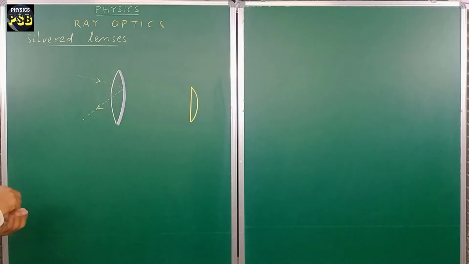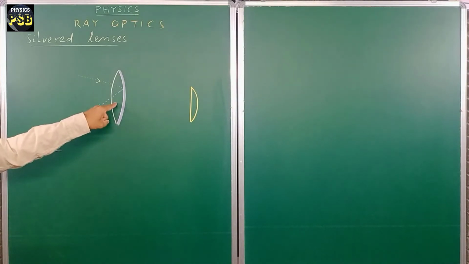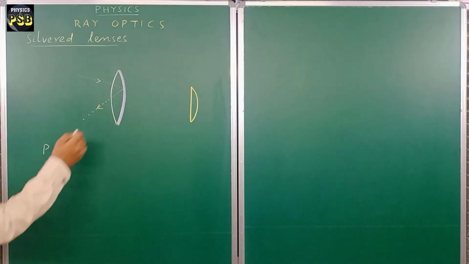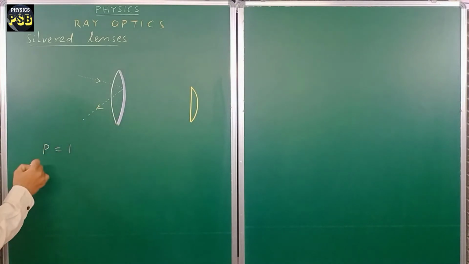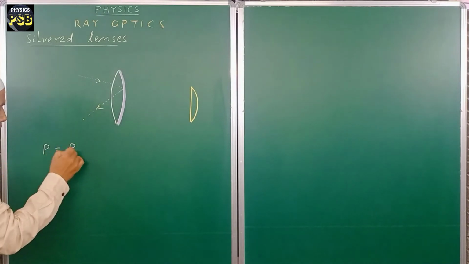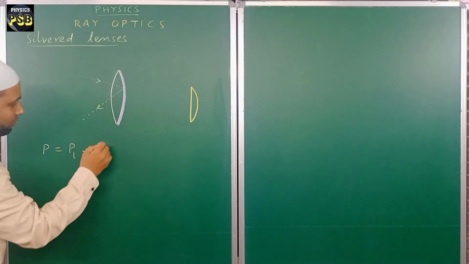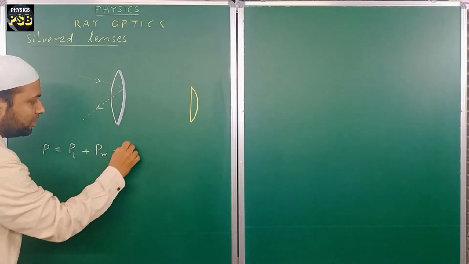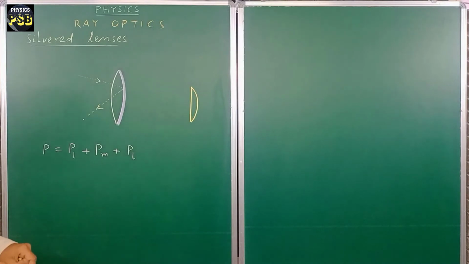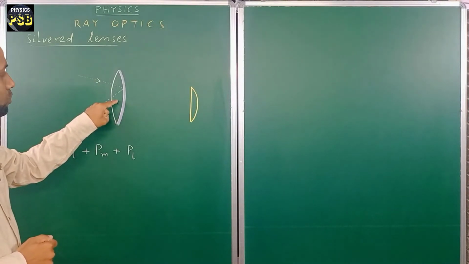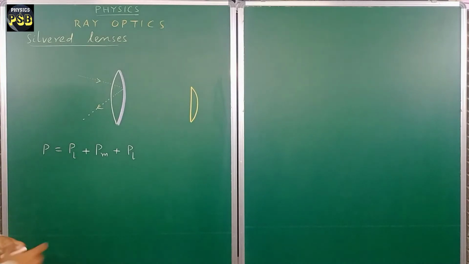So what will be the power of this kind of lens? The power of this kind of lens is the sum of the power of the lens and the power of the mirror. So, power of a silvered lens is equal to power of the lens plus the power of the mirror plus the power of the lens once again, because light travels twice through this kind of silvered lens. Okay, so we have PL twice. Now, I am going to mention the values of all these terms present in this equation.